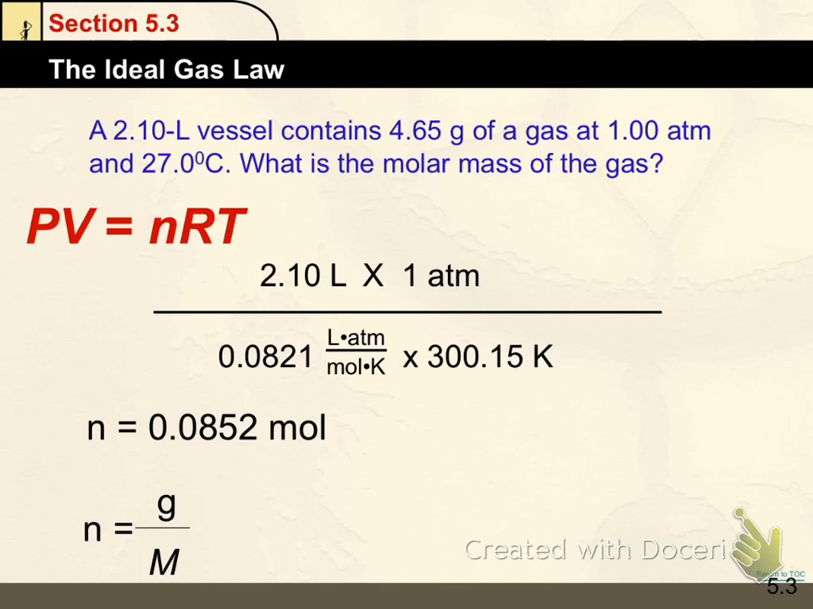All right, so let's go ahead and do a little bit more application with the ideal gas law. Let's say we've got a 2.10 liter vessel that contains 4.65 grams of a gas at 1 atmosphere and 27 degrees Celsius. We want to know the molar mass of that gas. I'm wondering if we can do this. Well, let's think about this. We certainly can find the moles of that particular gas. We have enough information. And if you look down here, I went ahead and plugged all that in. Okay, that's all the information.